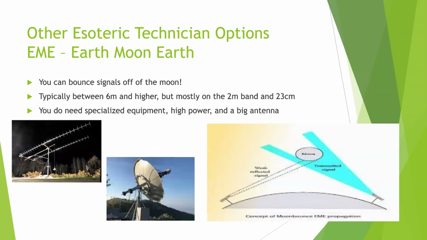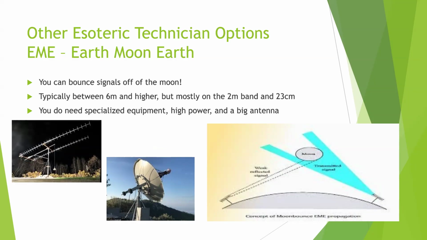Earth, Moon, Earth was mentioned a minute ago. EME, so you can bounce radio signals off of the moon. Typically, this is done somewhere between 6 meters and higher, but mostly on 2 meters and 23 centimeters. You do want some kind of specialized equipment. You need quite a bit of power to do this. The moon's 250,000 miles away. So your signal's got to go 250,000 miles to the moon. The moon is not super reflective. So some of the signal will bounce back, and you've got to have a sensitive enough receiver to pick that up.